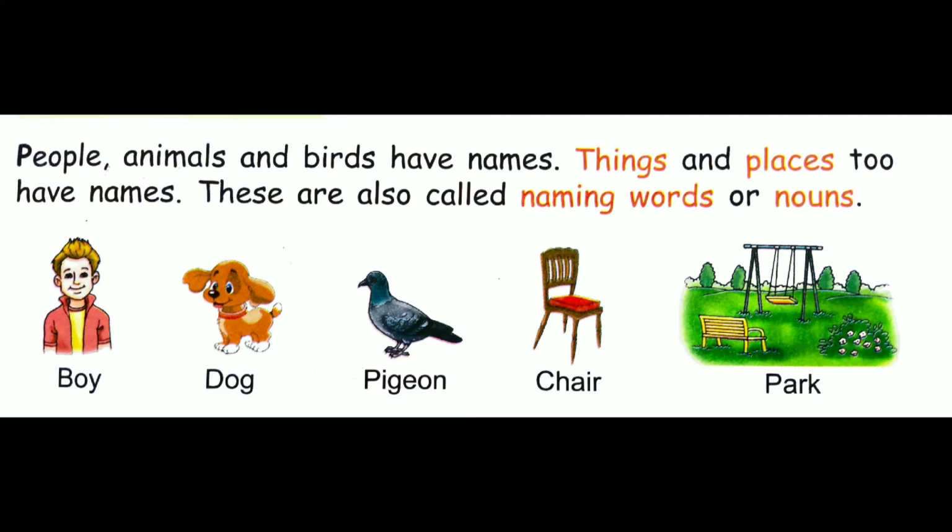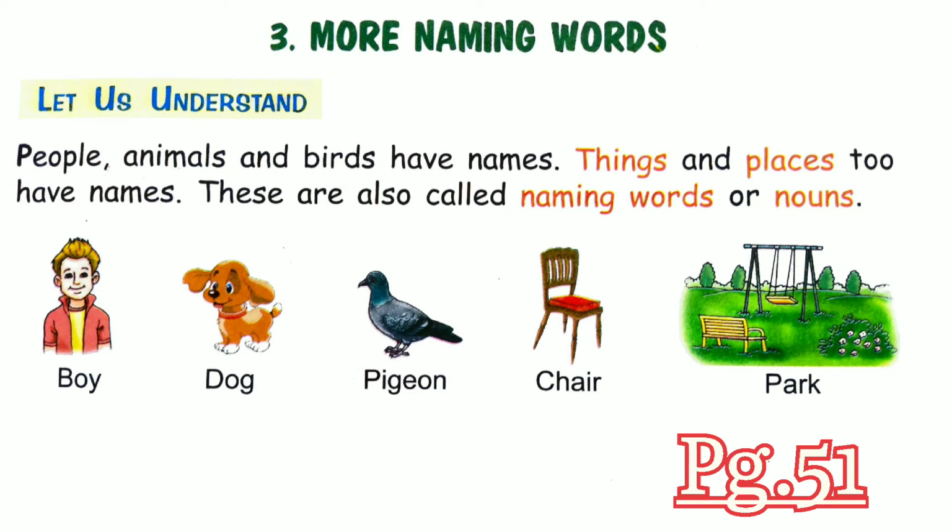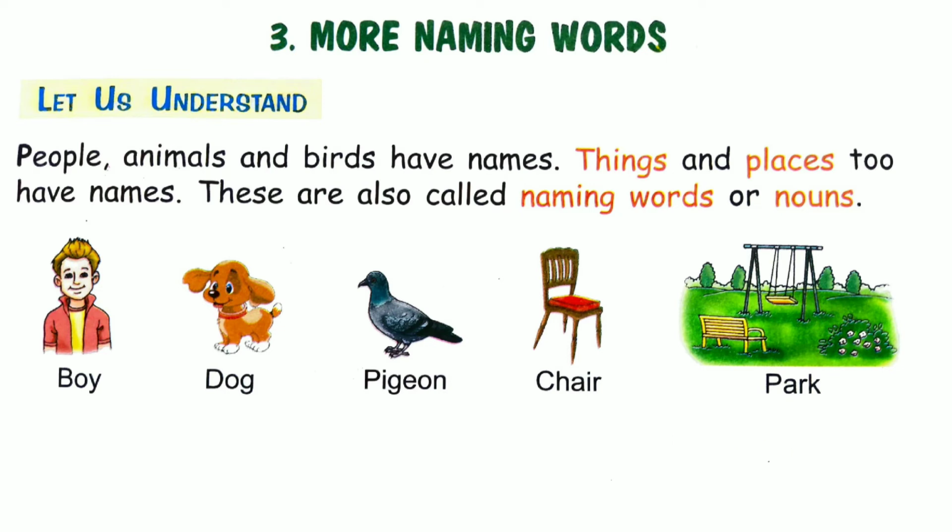And now let us move to English second, the grammar part, page number 51 on a textbook. More naming words. Here we can see some naming words. People, animals and birds have names. Things and places too have names. These are also called naming words or nouns. Nouns are called naming words. Naming words means name of a person, animal, birds, etc.